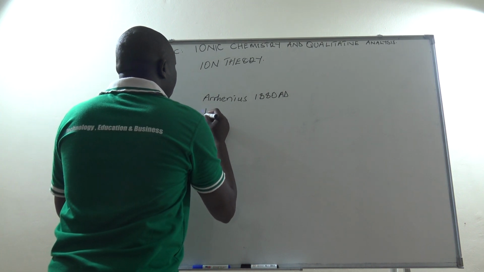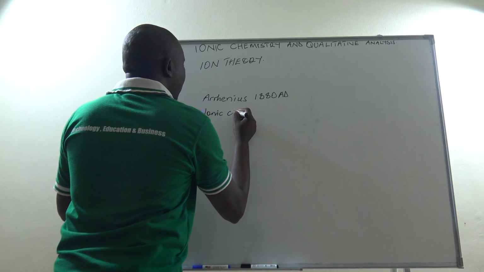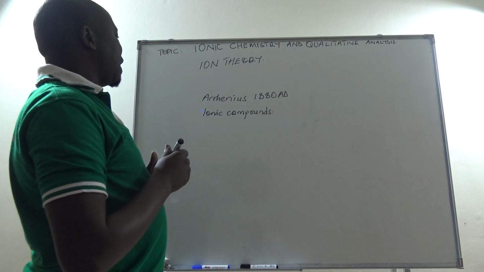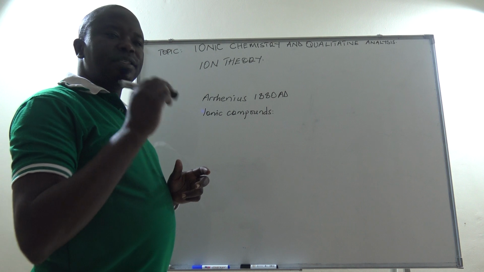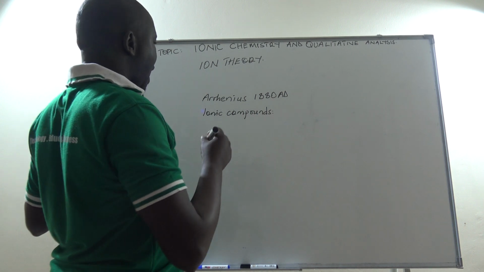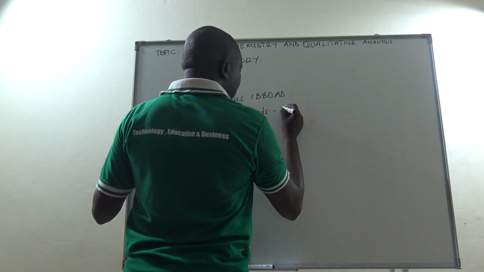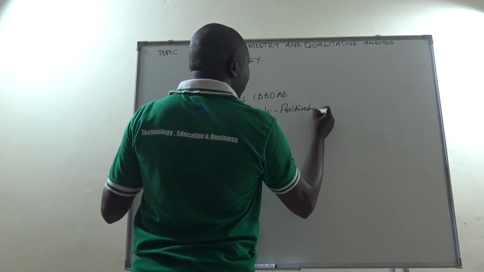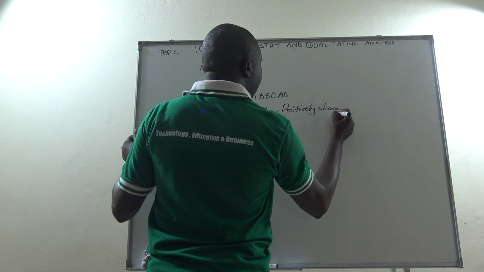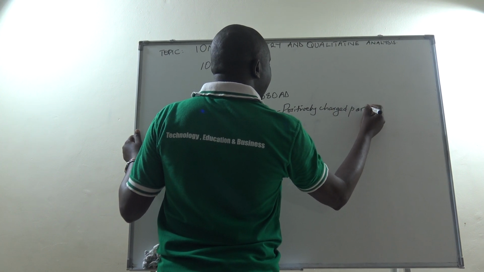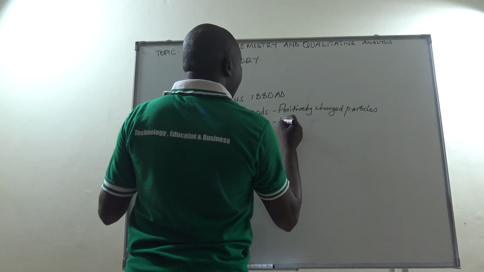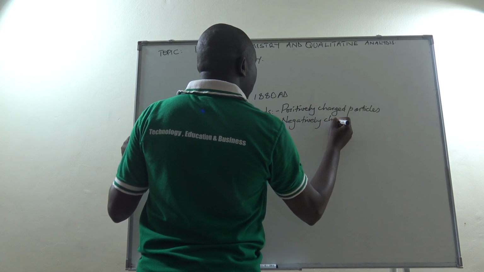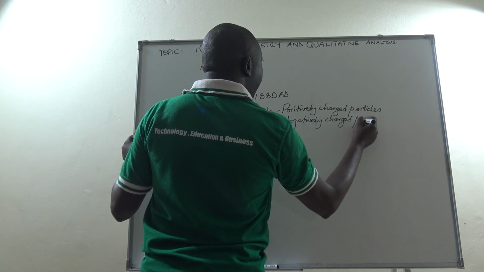we have what we call ionic compounds. So Arrhenius found out that the ionic compounds are made up of some charged particles, and the particles are: one, we have the positively charged particles, and then we have the negatively charged particles.